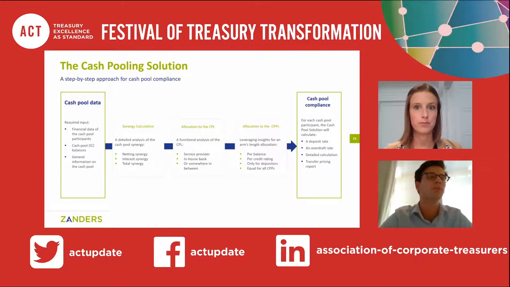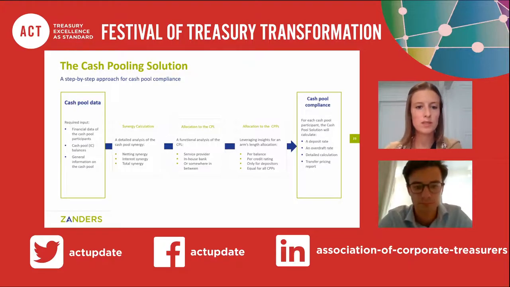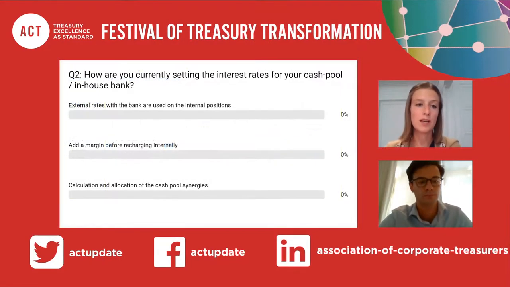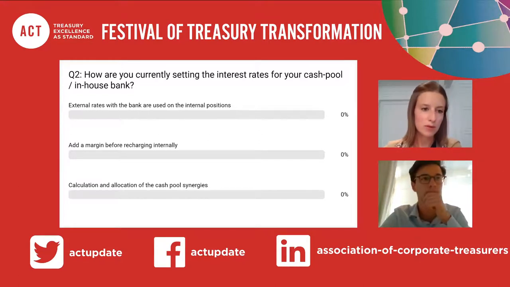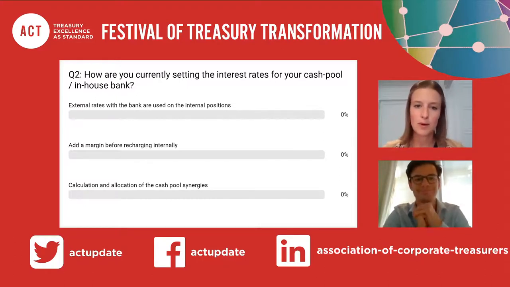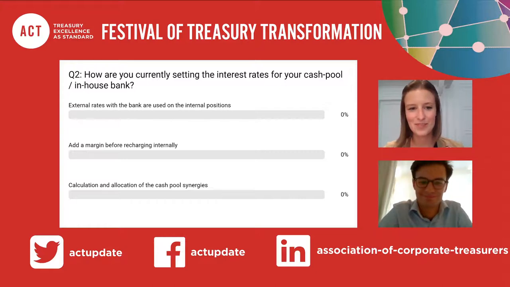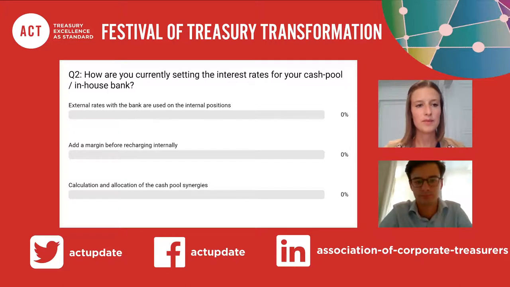Melanie, could we see the polling results? I don't think we already have the results. I think question one was still up. But now question two should be up. So you will be able to answer that question if you go to the live polling again. And again, it was on how you are currently setting the interest rates for your cash pools or in-house banks. And we have three possible answers. Of course, you might be somewhere in the middle or somewhere else. But for the ones that are in one of those three answers, I think we'll see the answers coming in in just a couple of seconds. But we'll give you some time to answer that, of course.